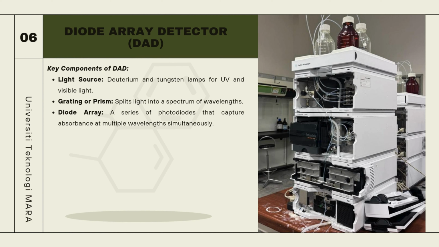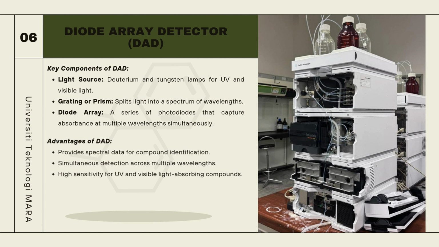For DAD, it measures the absorption of light by compounds across a range of wavelengths. As the sample elutes from the column, the detector splits light into its component wavelengths and measures how much light each compound absorbs. For its advantages, DAD provides spectral data for compound identification, making it highly versatile. Next, it allows simultaneous detection across multiple wavelengths. Lastly, it offers high sensitivity for UV and visible light absorbing compounds. For the limitations, it cannot detect non-UV absorbing compounds. Next, it is more expensive than RID.